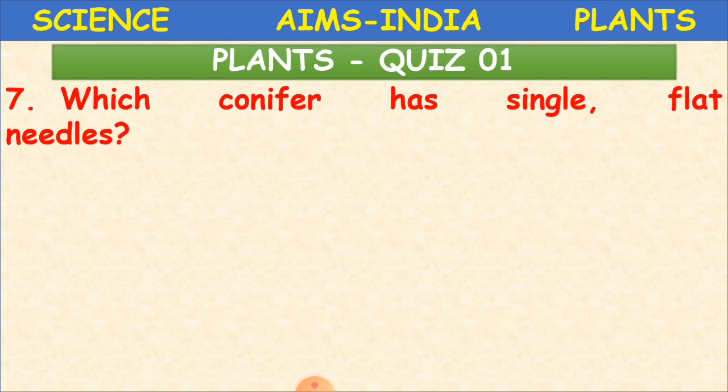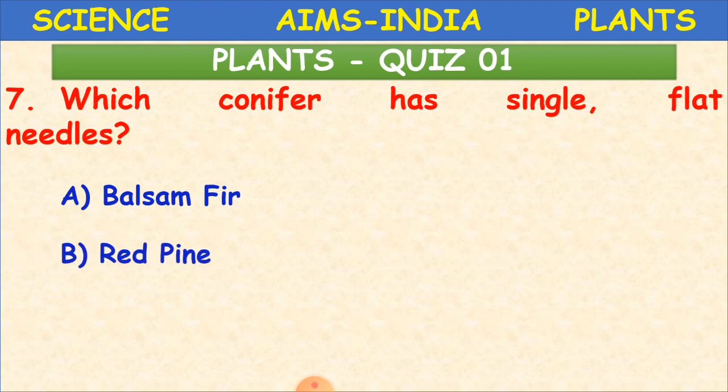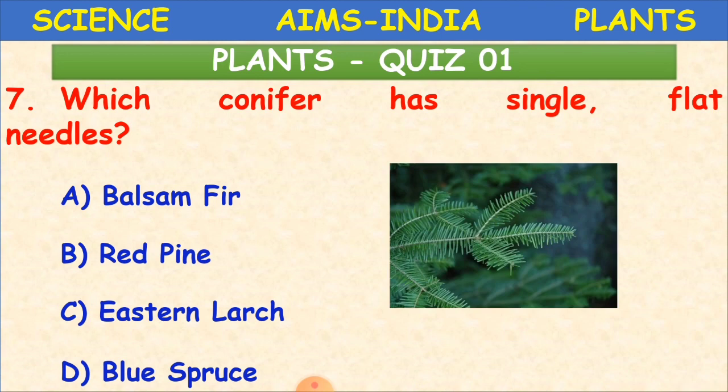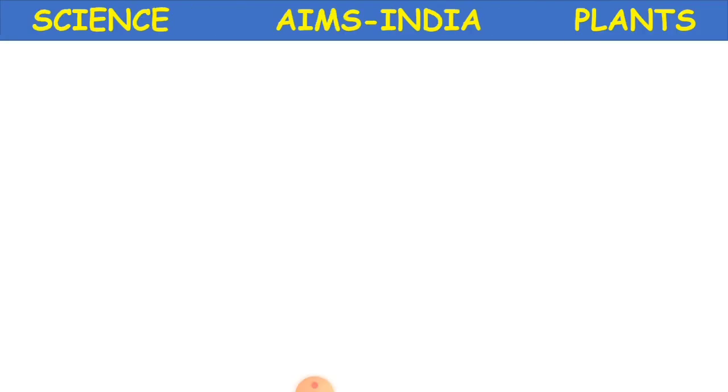which conifer has single flat needles? Single flat needles. Options are A, balsam fir, red pine, eastern larch and blue spruce. So I'll give you the answer here because it is balsam fir. This balsam fir tree looks like this as in the picture. This tree has single flat needles. Clear? The next question.